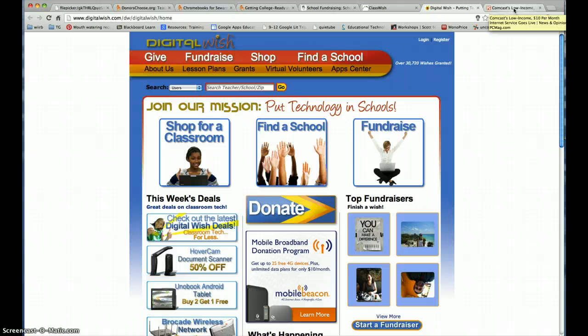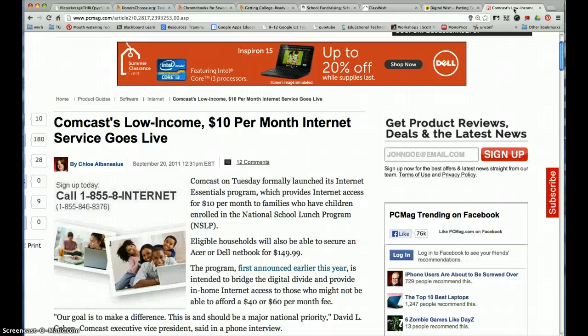The last really interesting piece, I actually heard this on the radio this morning: since Comcast wants to buy NBC, they had to make a deal with the government, and they are offering that if the child's family applies to Comcast and the child qualifies for free and reduced lunch at school, that family can get high-speed internet for $10 a month from Comcast.